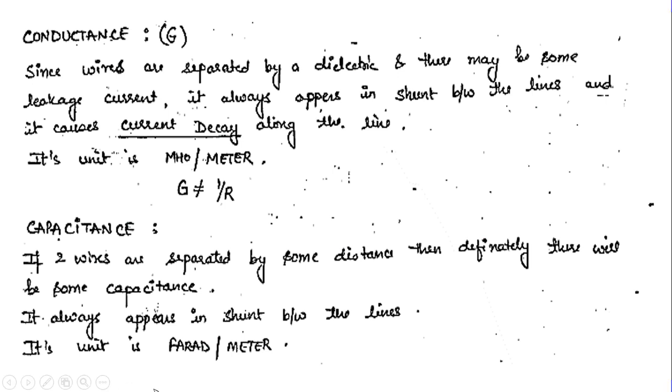Then the capacitance. If the two wires are separated by a certain amount of dielectric and there is a distance between the two, there will be a certain capacitance. Definitely there will be a parallel capacitance available in the transmission line, and this is known as the shunt capacitance. It will be between the lines. As it is per unit length, again the unit will be farad per meter.